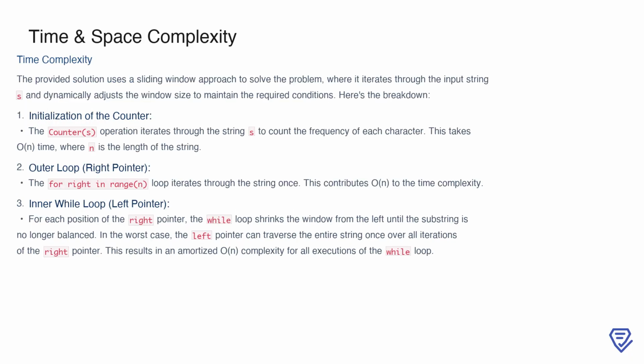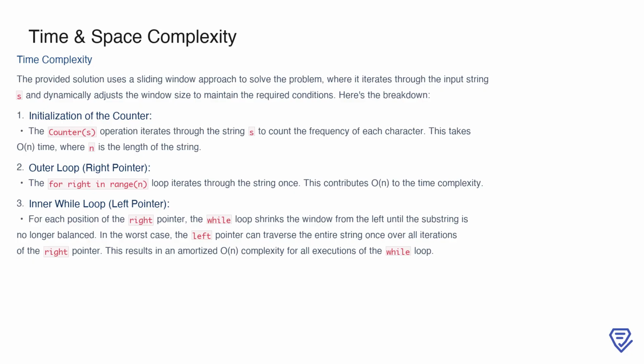The time complexity of the sliding window approach can be broken down step by step. First, we initialize the counter to calculate the frequency of each character in the string S. This operation iterates over the entire string, which takes n time, where n is the length of the string. Next, the outer loop, which uses the right pointer to traverse through the string, also requires n time since it iterates once from the start to the end of the string.